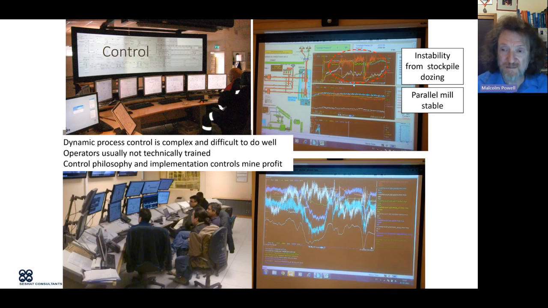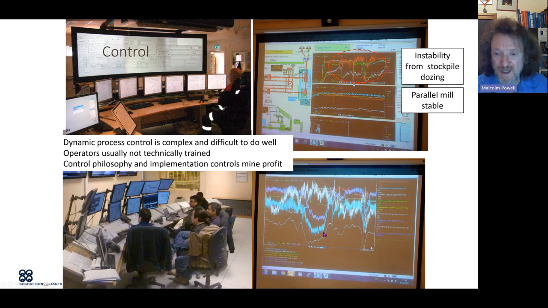It didn't solve it. It just meant the stockpile was empty, and then they had to switch off a mill a while later because it didn't create more rock. That's what I try to point out. Dosing the stockpile doesn't create more rock. So you just have to fill the stockpile. You're not filling it, so you keep dosing. You're not filling, keep dosing, so you get locked into the cycle. That's stockpile dosing. And there's the parallel mill, absolutely stable.